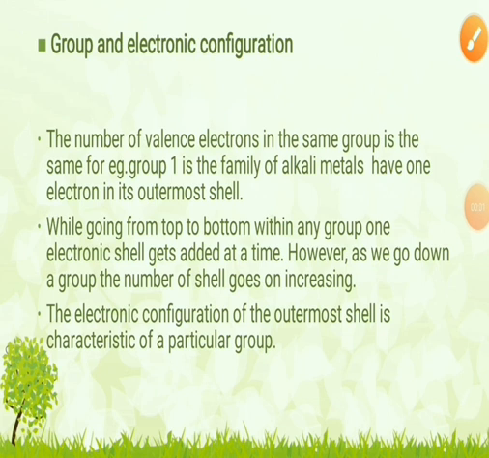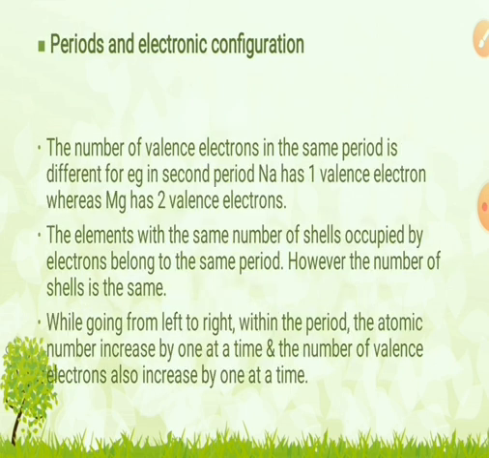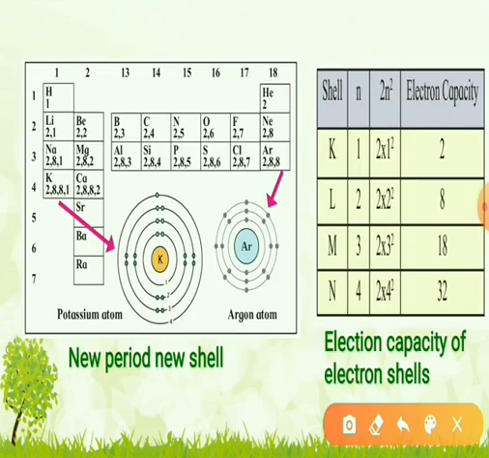Group and electronic configuration. The number of valence electrons in the same group is the same. For example, group 1 is a family of alkali metals having one electron in its outermost shell. You can see here the example. This is group 1, they have one electron in the outermost shell. Second example, you can take it as the alkaline earth metals, they have two electrons in the outermost shell. Third example, you can take it as group 17, which is the halogen family. They have 7 electrons in the outermost shell.